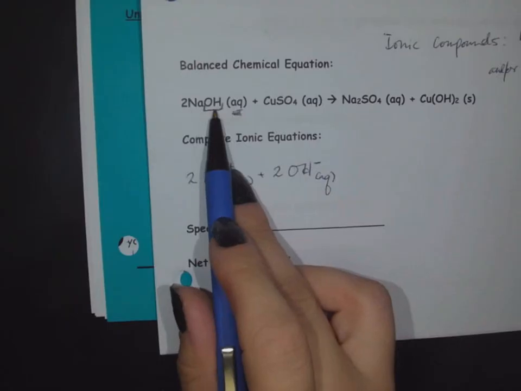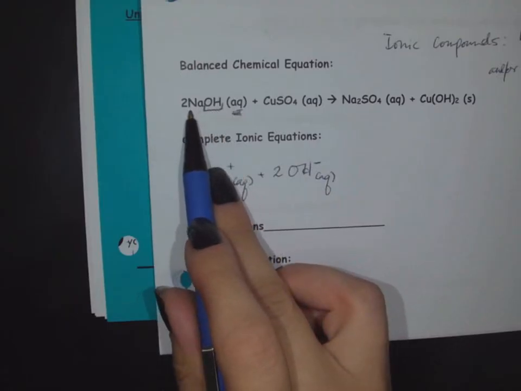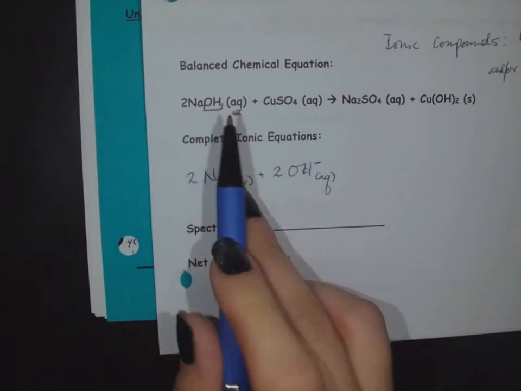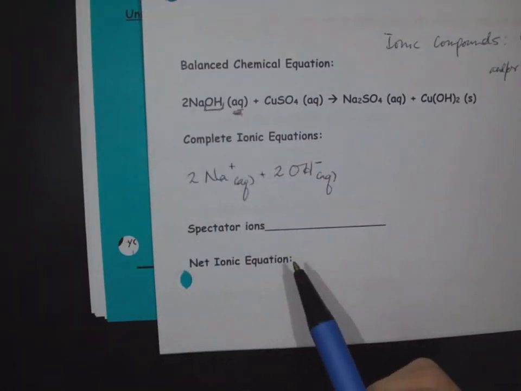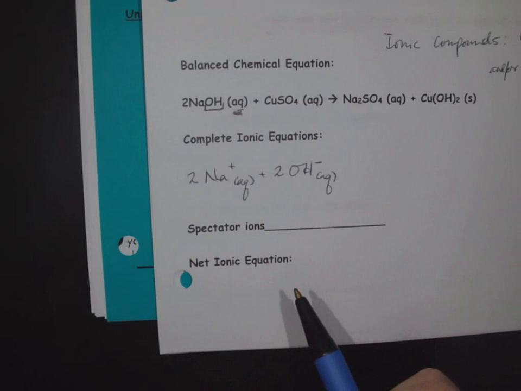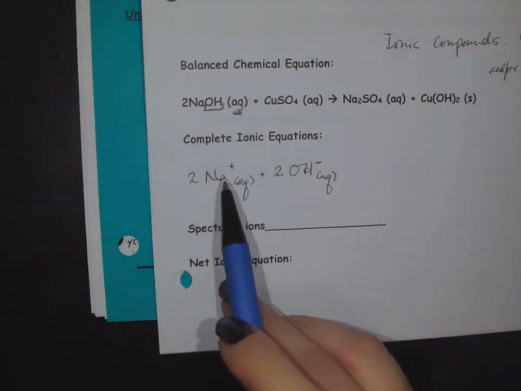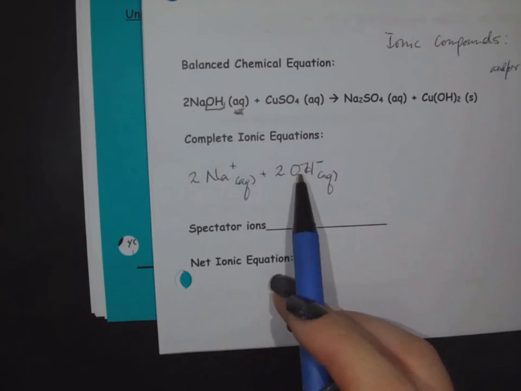Okay, so when you have an ionic compound, which is a metal and a nonmetal, or a metal and a polyatomic ion, or a polyatomic ion and a nonmetal, or polyatomic ions, and it says aqueous, then we separate them because it's dissolved in water and water pulls them apart.